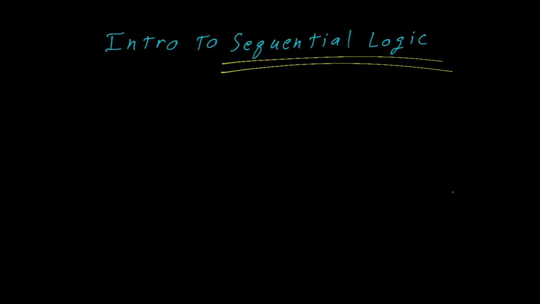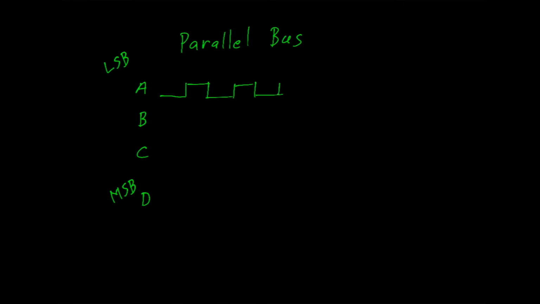As we start, I'd like you to consider a parallel bus formed from inputs A, B, C, and D. We'll let A be the least significant bit, and we'll let D be the most significant bit. As we move in time, A will have a signal that looks like this. Just a square wave, nothing very exciting there. B is also a square wave, but it has a frequency 1/2 that of A.